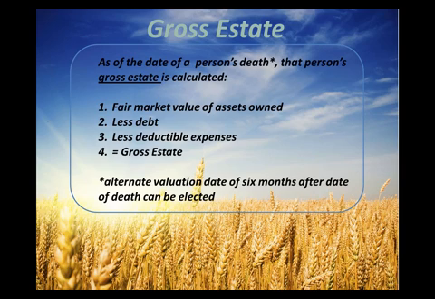Okay, very basically, the gross estate of a person. As of the date a person dies, that person's gross estate is calculated, and it's the fair market value of assets owned, which can carry a lot of nuances, minus debt, minus deductible expenses, and that equals the gross estate. Now, as you notice here on the screen, there's an asterisk as of the date of the person's death. Actually, alternate valuation can be done 6 months after the date of death if the estate elects to do so. So the gross estate can be valued as of the date of the person's death or 6 months later.